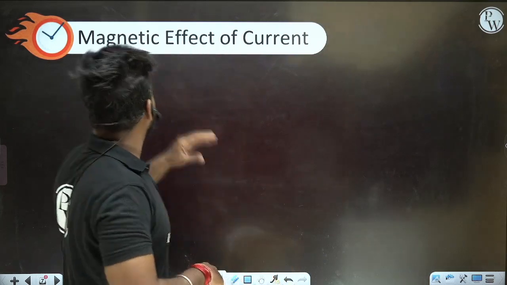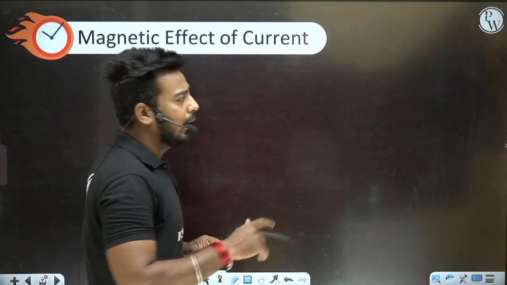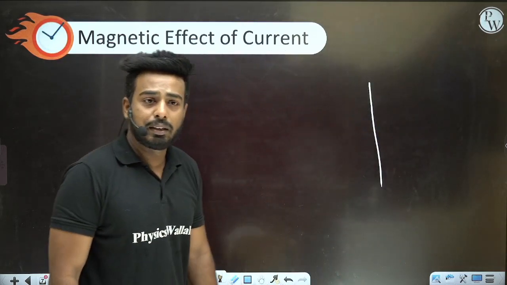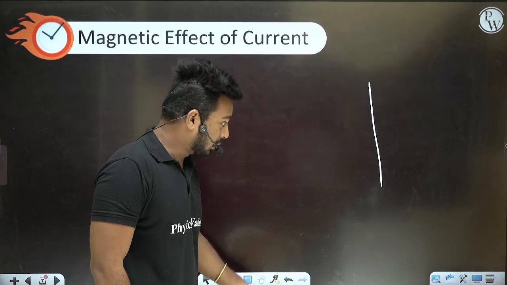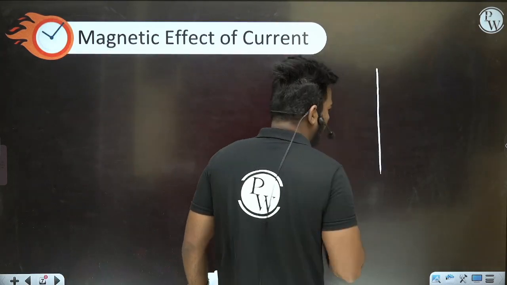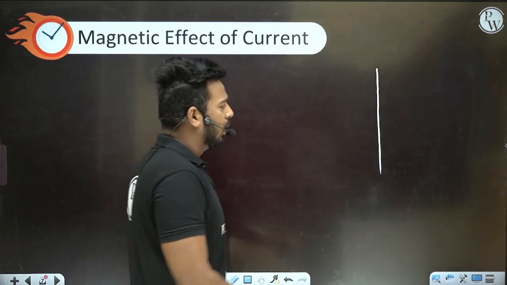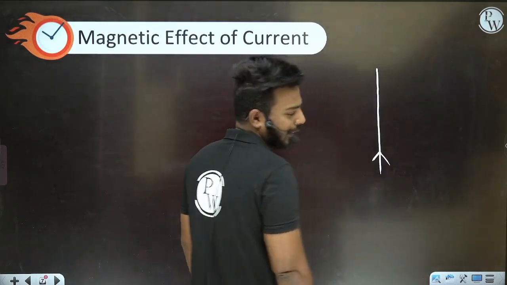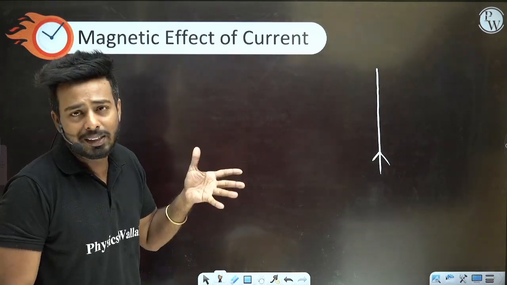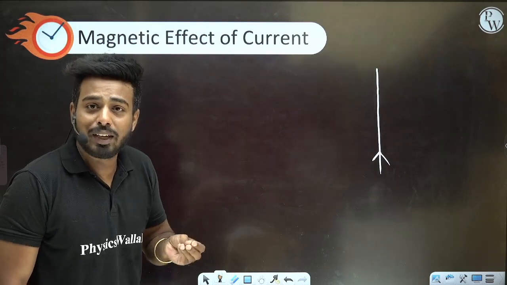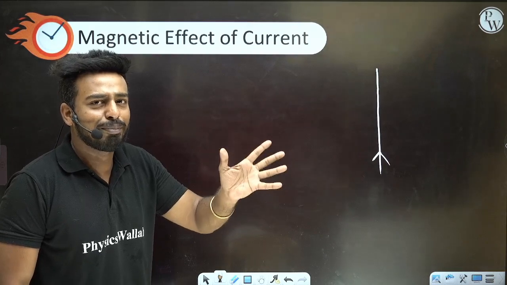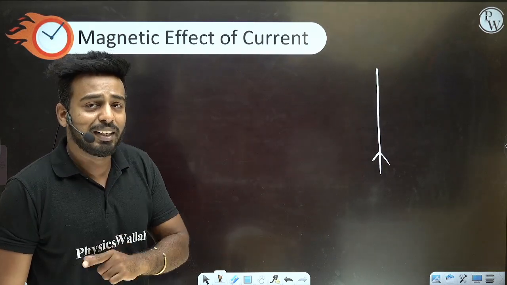Okay, so, magnetic effect of current. In 1820, there was a famous scientist named Hans Christian Oersted, who did an experiment on this. He took a wire with current flowing through it. For the experiment, there is a special device used to find the presence of a magnetic field, and the name of the device is compass.